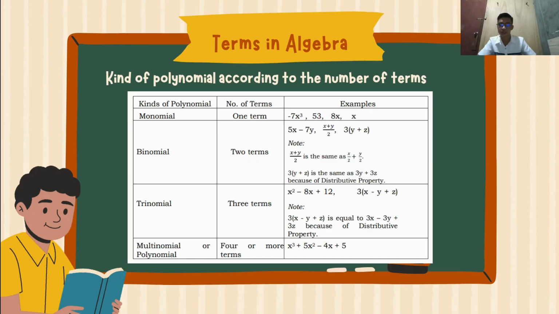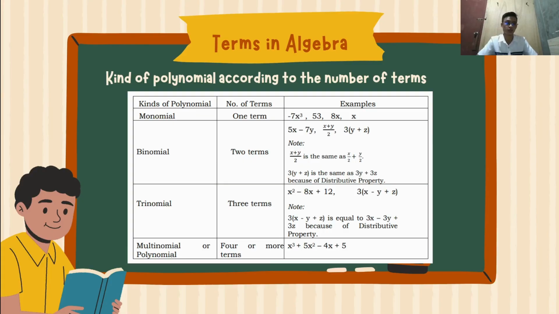Binomial, it has two terms. 5x minus 7y, or x plus y over 2, or 3 times y plus z. There are two terms. Note, x plus y over 2 is the same as x over 2 plus y over 2. Kaya siya naging 2 terms. Also, 3 times y plus z is the same as 3y plus 3z because of the distributive property. I hope you got it.